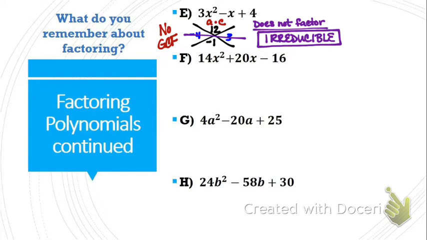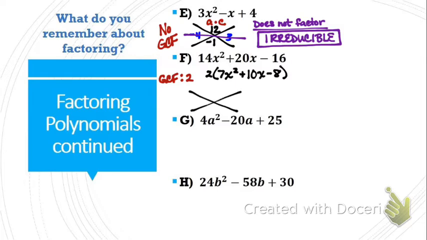Where do I start on F? Think of the quadratic formula. We have a GCF of 2, so let's get that out first. 2 and then 7x squared plus 10x minus 8.